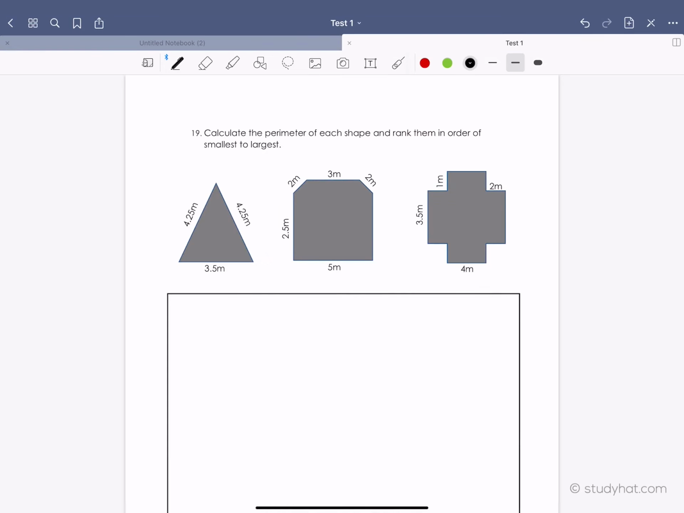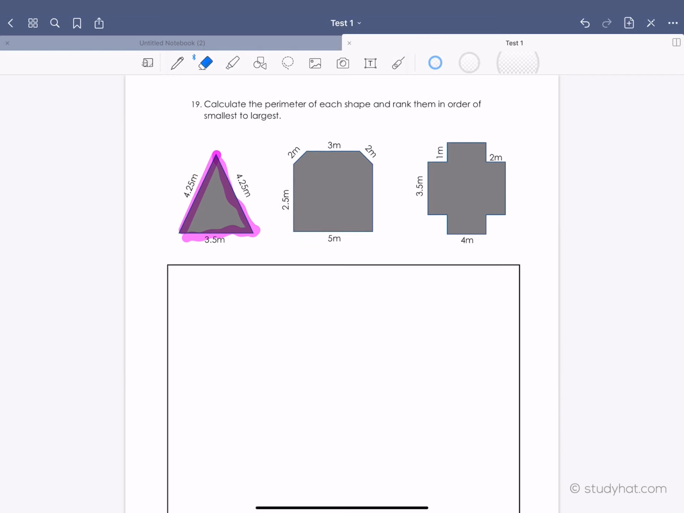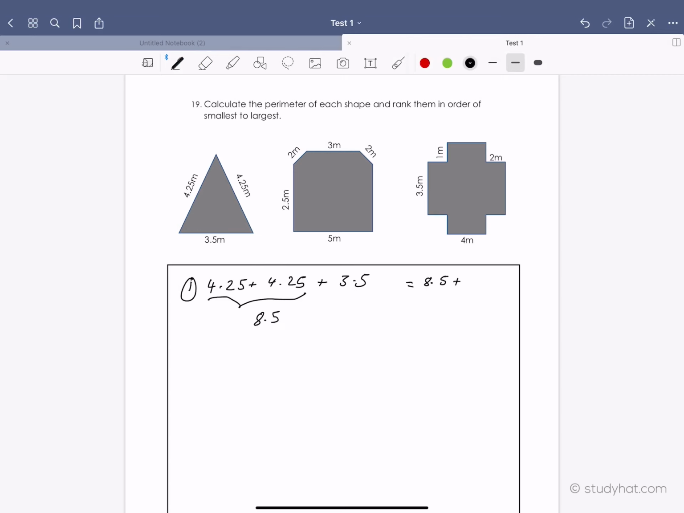Now the last question. We have to get the perimeter of these shapes. Now the perimeter is basically the outside edge. If you add up the outside edge, that will give you the perimeter. So the first one is going to be 4.25 plus 4.25 plus 3.5. So this is 8.5. So we've got 8.5 and 3.5. The 8 plus 3 is 11. Then the 2 halves will give us another whole. So we're going to have 12 altogether. And that unit is meters.